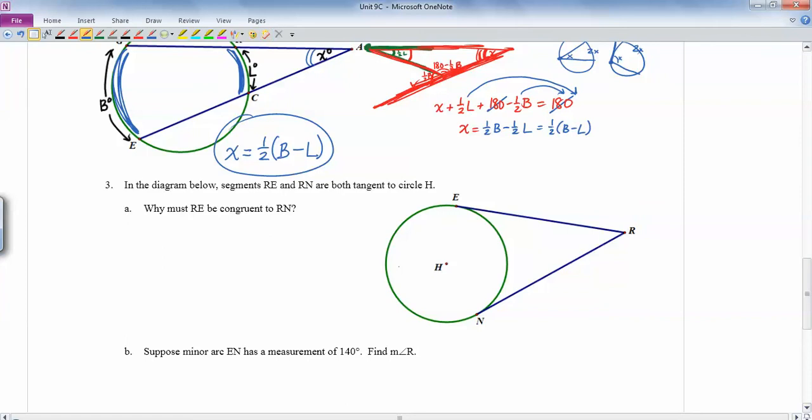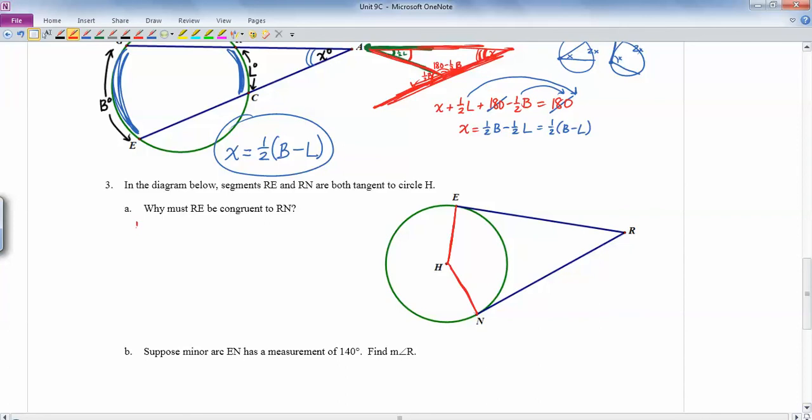In part A, it mentions that these are both tangents, and they're tangent to the circle H. And the question is, why is RE congruent to RN? So it turns out if you have a point outside a circle and you draw the two tangents to the circle, they're always going to be the same length. But we'll prove it. So first I'm going to draw a radius right here. HE and HN. I'll draw two radii.